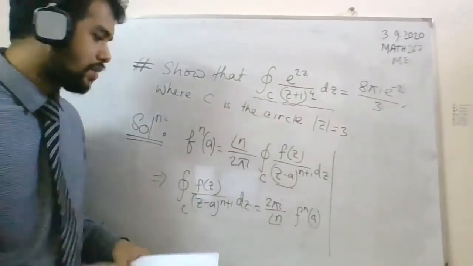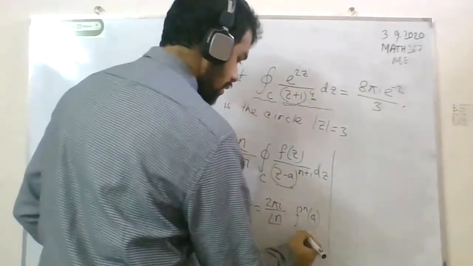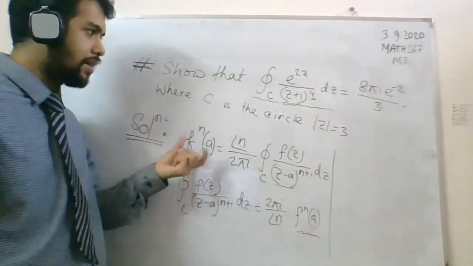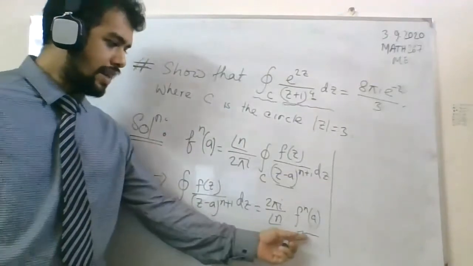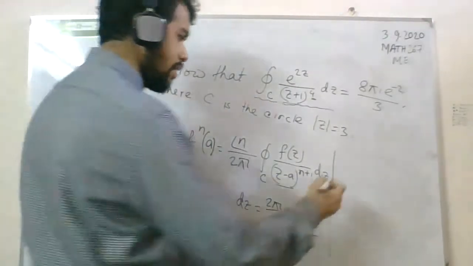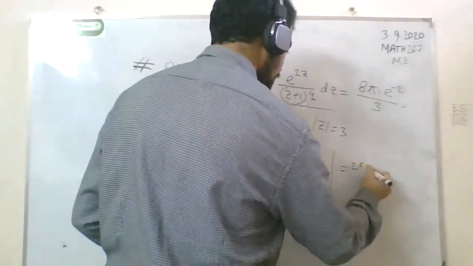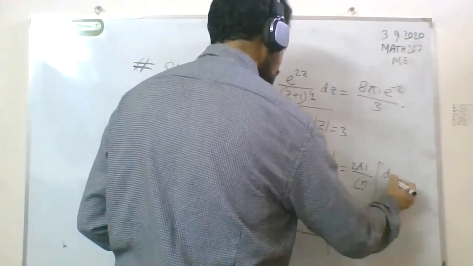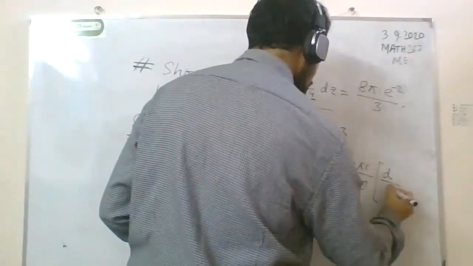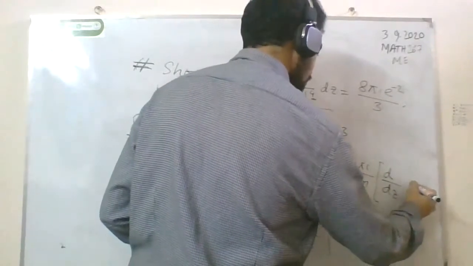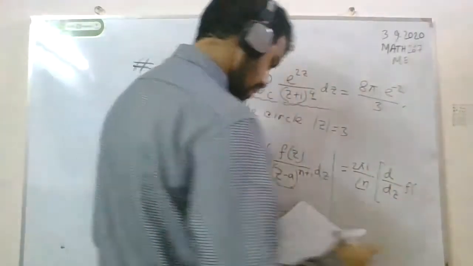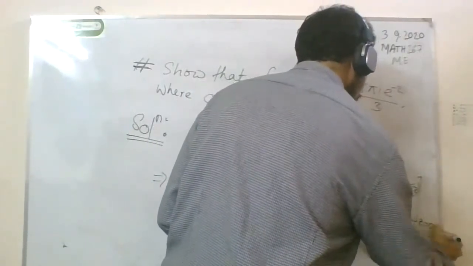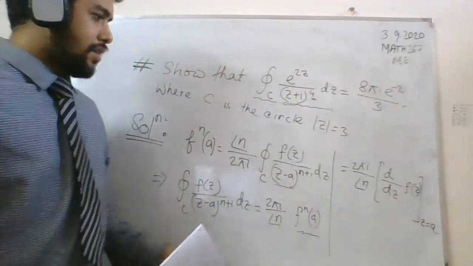So you can say that this is the nth derivative of a function. So you can write this term in this way, which is 2 pi i divided by n factorial into d divided by dz, where f(z) squared equals a.